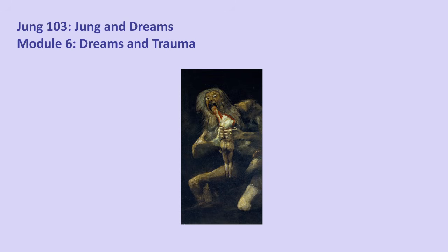In Module 6, we're going to be looking at dreams and trauma. And the thing about trauma is that I described earlier in this module the typical developmental phases of the Jungian idea of individuation. Trauma is the anomaly. Trauma interferes with that process. The trauma has to be dealt with first before we can continue on the typical individuation process.